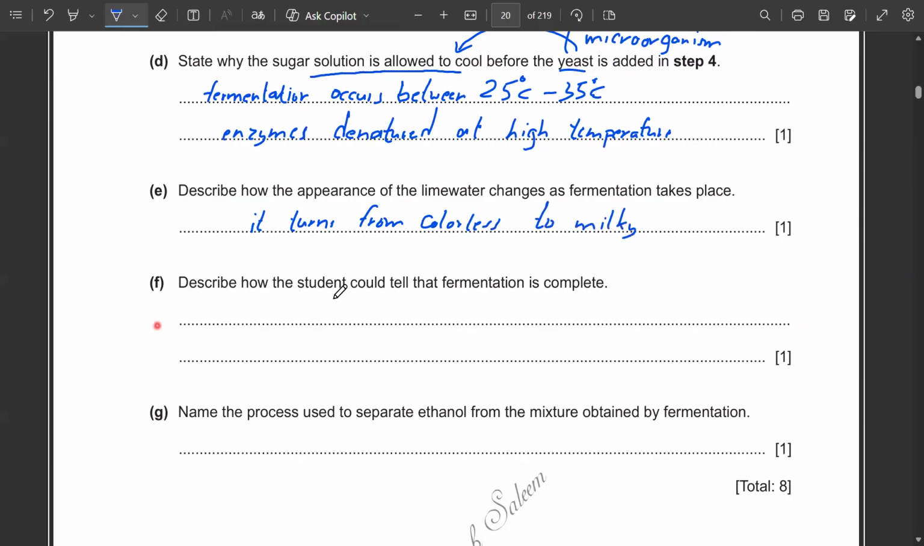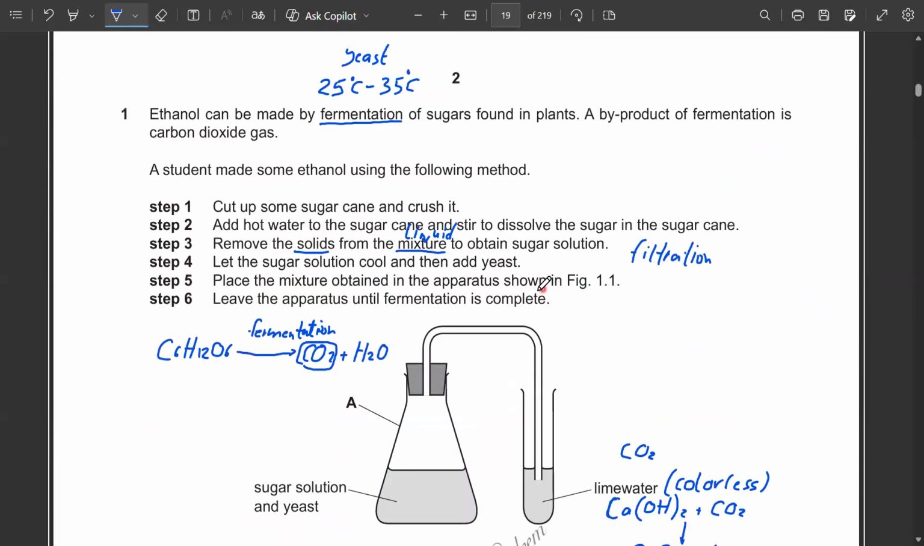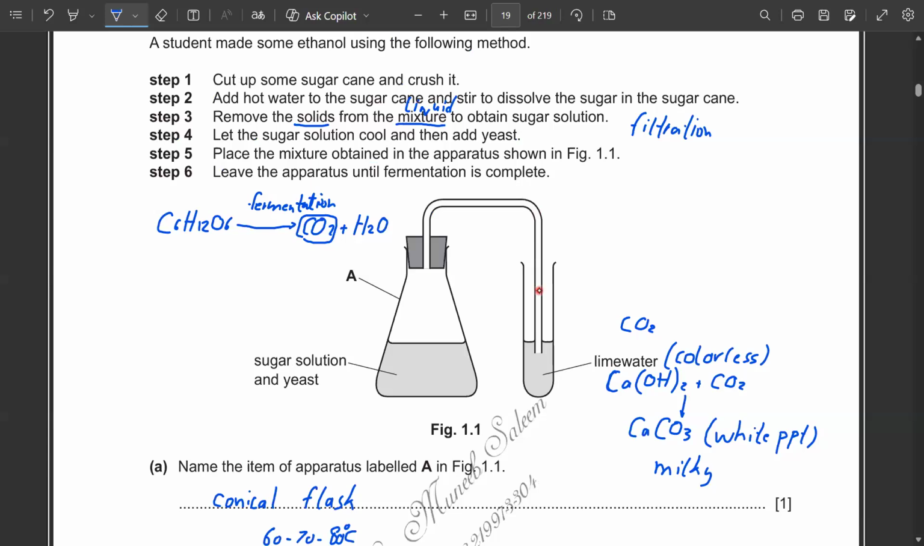Then F says, describe how the student could tell the fermentation is complete. As we said, the carbon dioxide is being liberated out of the reaction by the fermentation. Carbon dioxide is coming out from the solution, moving upward into the delivery tube.